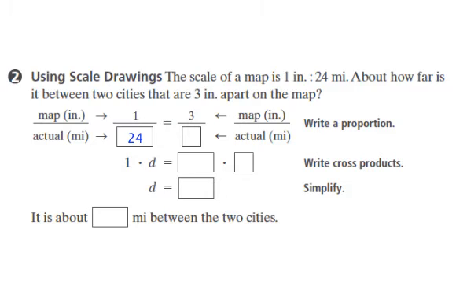Our second ratio is we're trying to figure out how many actual miles 3 inches is, so we're going to put 3 inches on top and D for the actual miles on the bottom because that's the distance we're trying to find. We cross multiply D times 1 and 24 times 3. 1 times D is just D, and 24 times 3 is 72. So it's about 72 miles between the two cities. Pause the video if you need more time to finish up this problem. Don't forget to write down a question that you can ask in class.